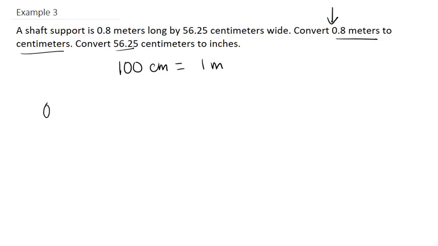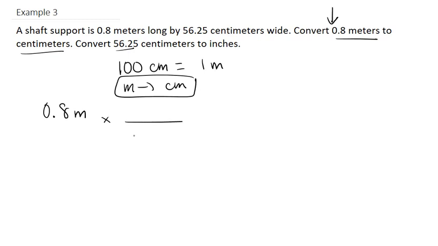So if we have 0.8 meters, and we need to go from meters to centimeters, this is our roadmap. That means we're going to have to put this 1 meter on the bottom, and this 100 centimeters on the top. This way our units cross out. So when we say we need to cross out our units, one needs to be on the top and the other one must be on the bottom.